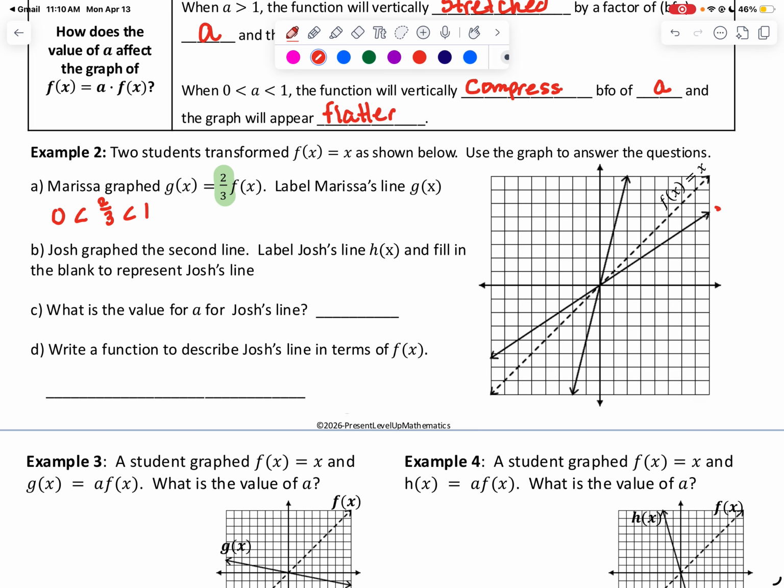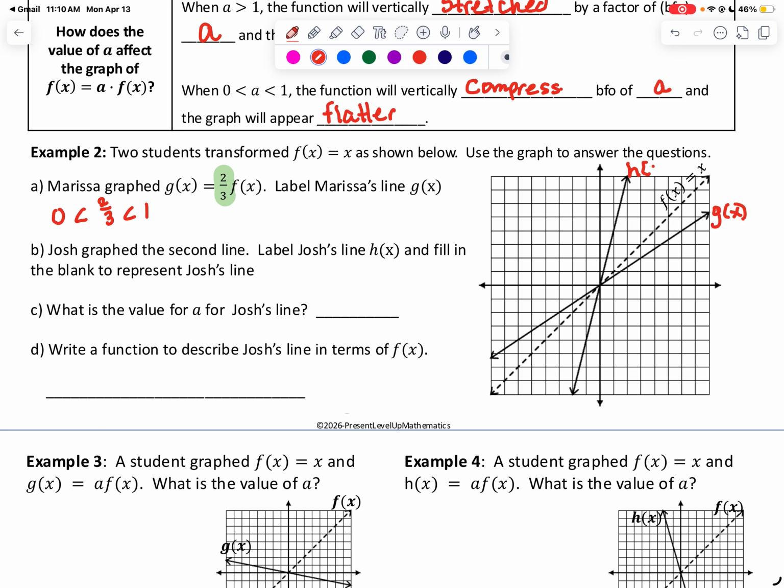So now we know this would have to be Marissa's line because it compressed. It got closer and closer to that x-axis. Question B. Josh graphed the second line. Label Josh's line h of x and fill in the blank to represent Josh's line.